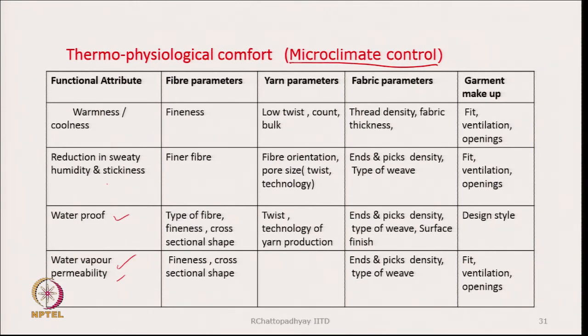So, the thinking process should be that you write about the functional attribute first and start thinking from fiber, whether this particular attribute can be in any way influenced by the fiber or not. Then come the yarn, then fabric, then garment makeup or finishing techniques.